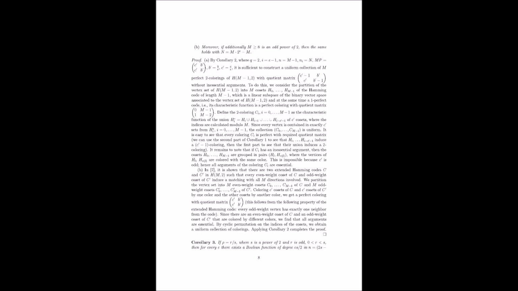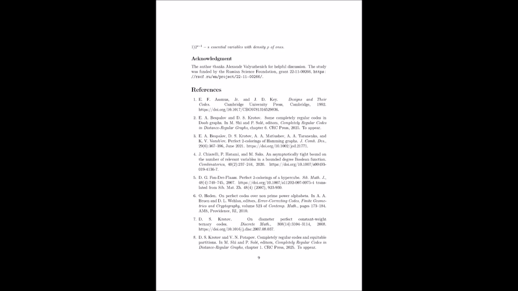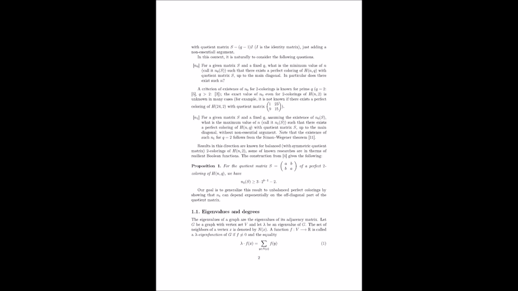Exactly. One of the things that they talk about a lot in this paper is this idea of a quotient matrix. Have you ever heard of a quotient matrix? I'm a little fuzzy on the details. I know it has something to do with defining the rules of the perfect coloring, but maybe you can refresh my memory a bit. Yeah. So a quotient matrix is a matrix that describes the relationship between the colors in a perfect coloring. Each entry in the quotient matrix will tell you how many neighbors of a certain color a vertex of another color has to have.